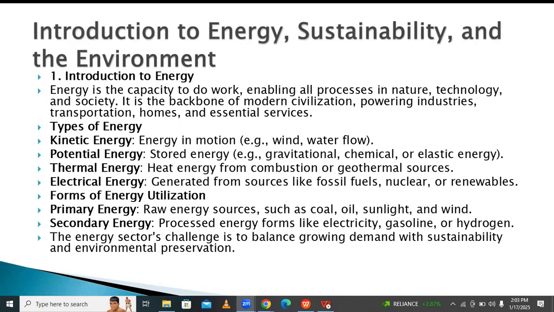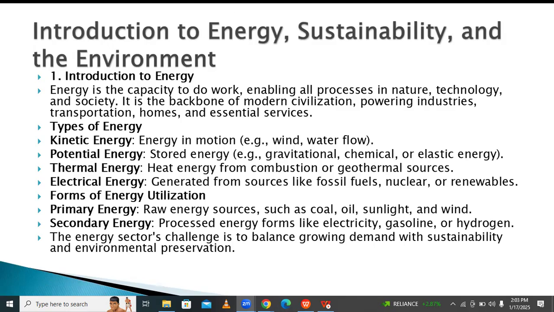Next, introduction to energy, sustainability and environment. First, what is energy? Energy is the capacity to do work, enabling all processes in nature, technology and society. It powers modern civilization, industries and transportation. The types of energy are kinetic, potential, thermal and electrical. These are the different types of energy we can store.